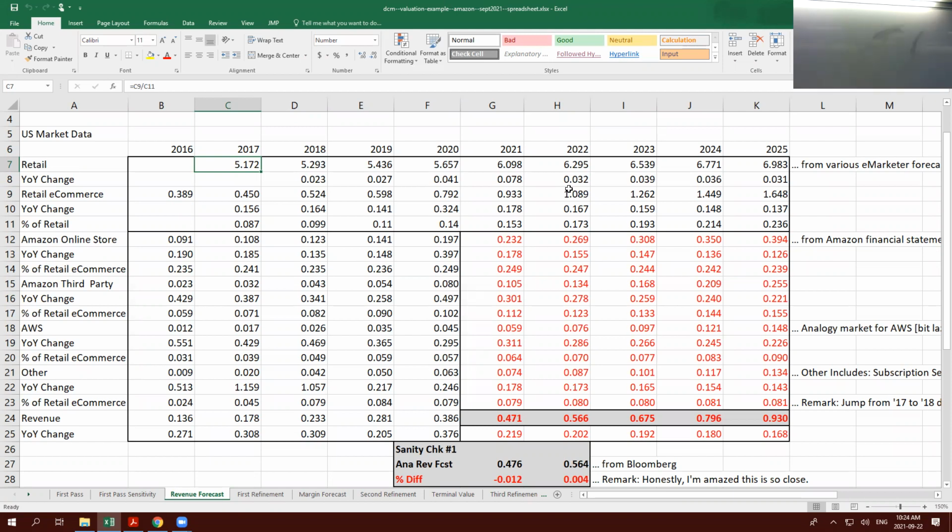Do the same thing for third party. It seems a little bit different. This one seems to be steadily increasing, right? From 5.9% to 10.2%. Actually, kind of remarkably linear.